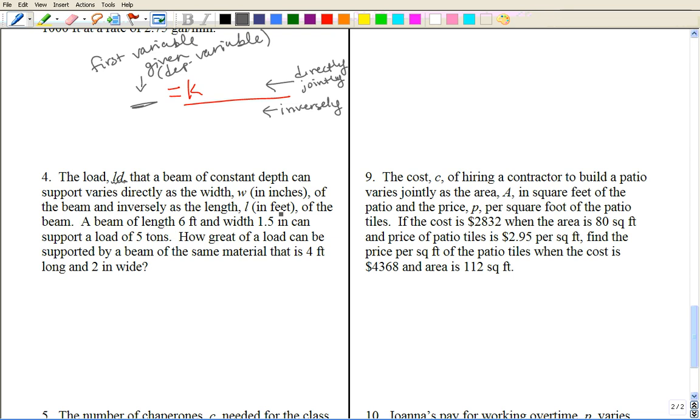Okay, so it gave it to us in separate or different units, and we're just going to be okay with that and ignore the fact that it's like that because our equation should set up and still give us the same information. Okay, so our first variable that was given was LD, so the load that the beam supports. So then we always put our first variable equals K. It varies directly as the width, so that means W will go next to the K, and inversely as the length L.